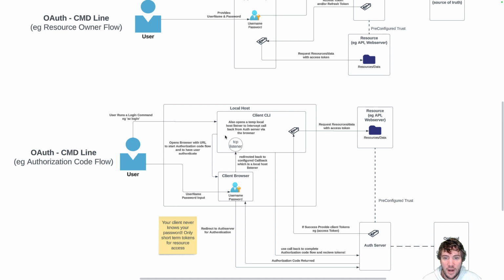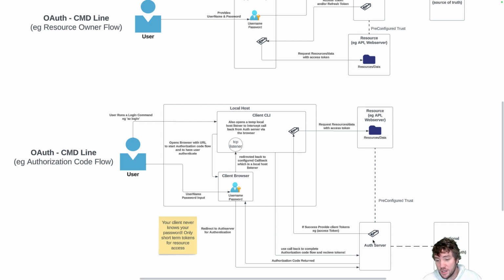We're no longer having our client, our utility, know anything about our password. We're opening up another client, which in this case is a browser. We're formulating a URL that starts the authorization code flow, and we're interacting directly with what we know is our IDP, our authorization server. So we're happy to pass these credentials to this trusted entity.